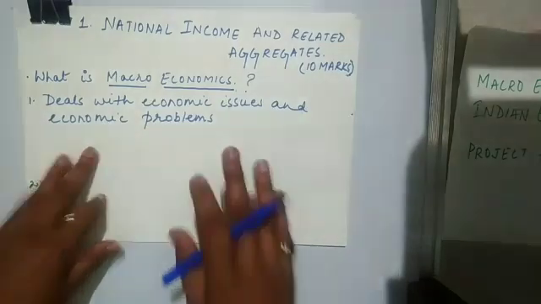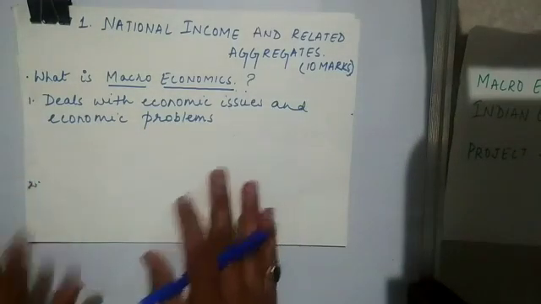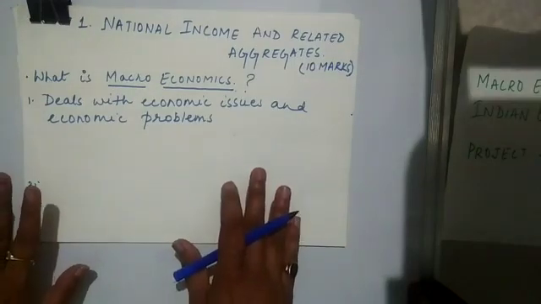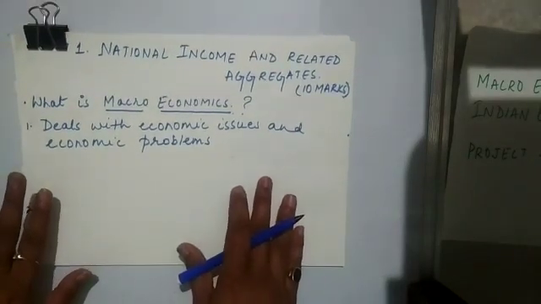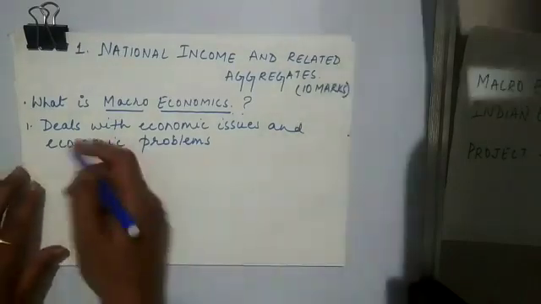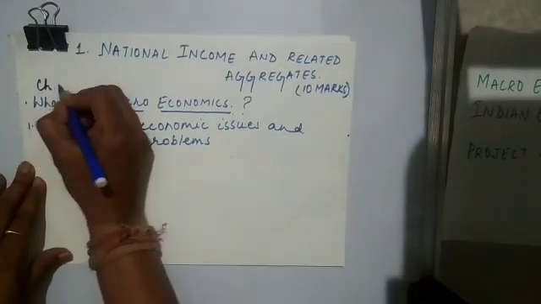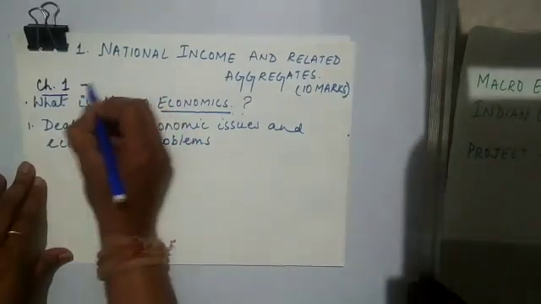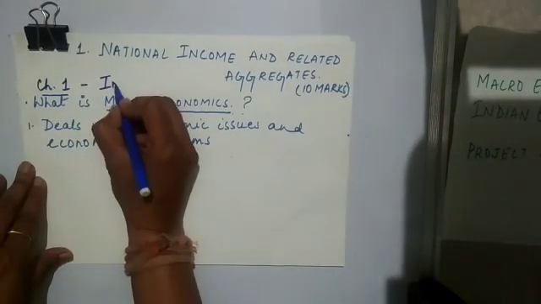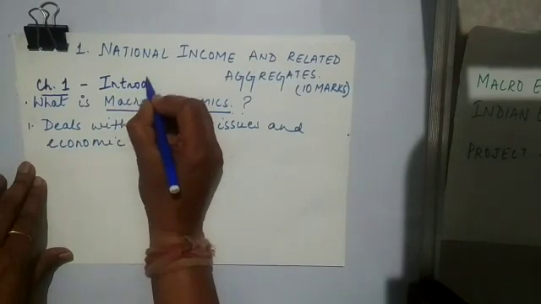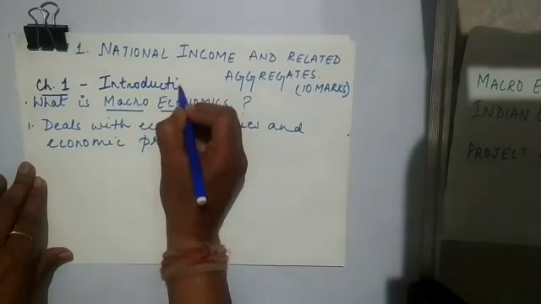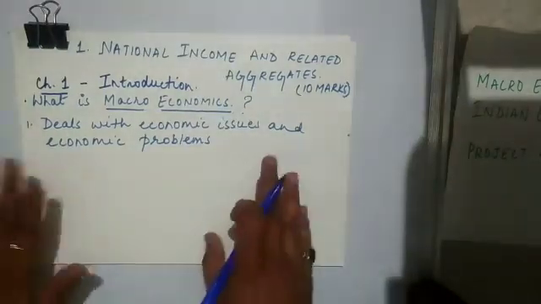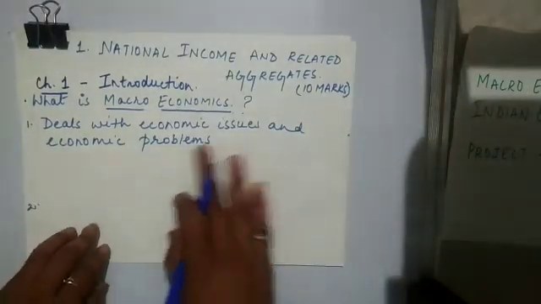Now, national income and related aggregate is the first unit. It is divided into 4 chapters. We'll start with chapter 1. The chapter 1 is introduction. Now, in the introduction, we have to learn what is macroeconomics.